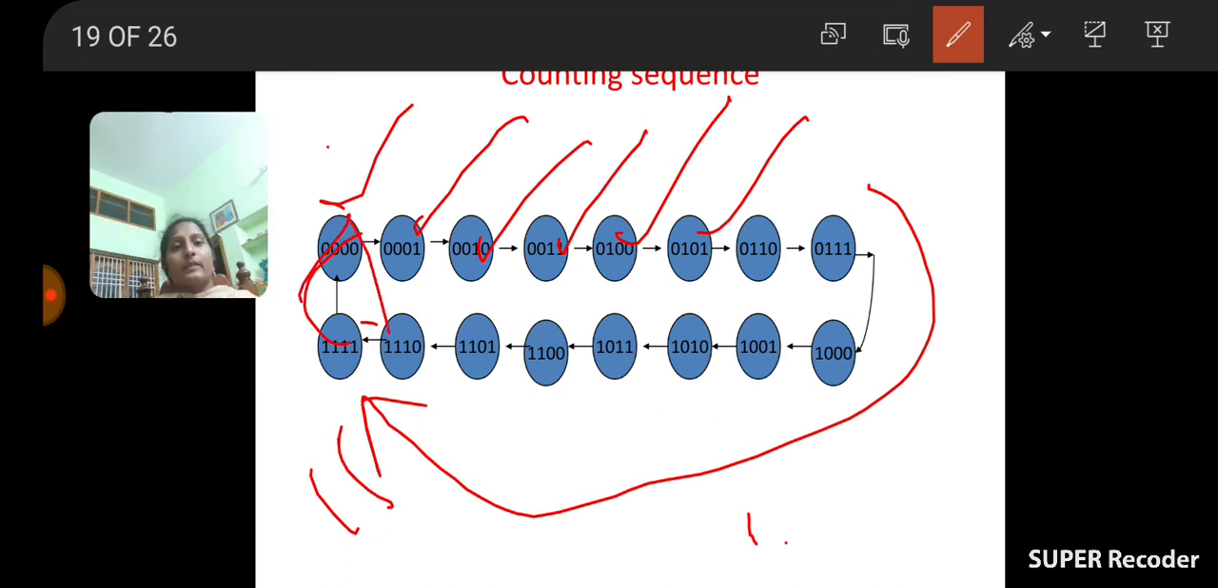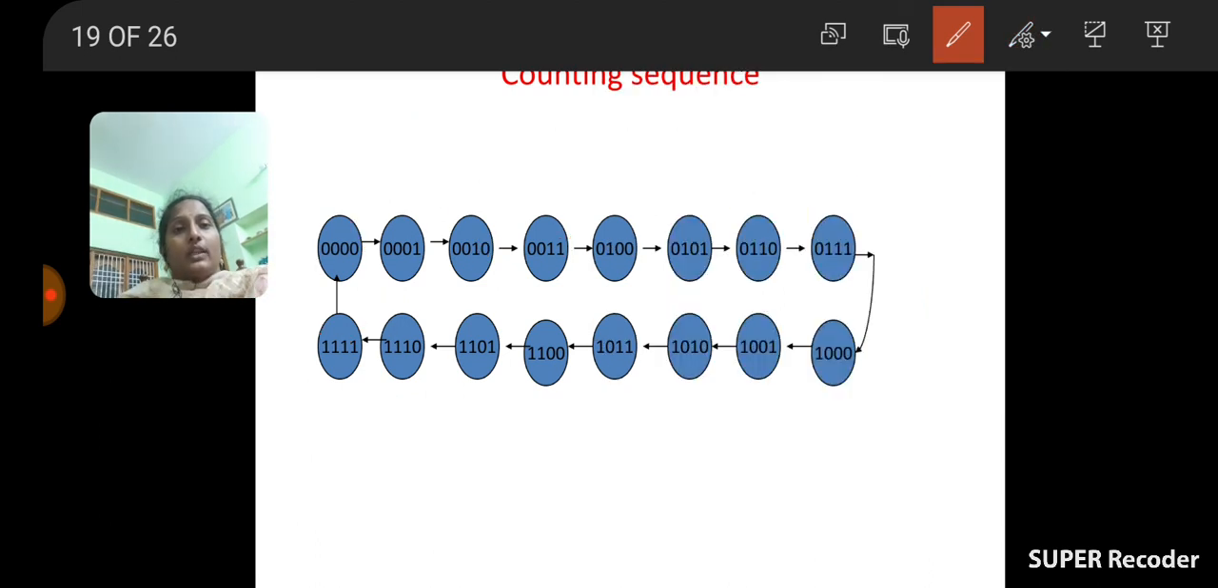Why? Because this counter is able to count only 16 clock pulses, 0 to 15. How many clock pulses does it count? Only 16, from 0 to 15. Okay.